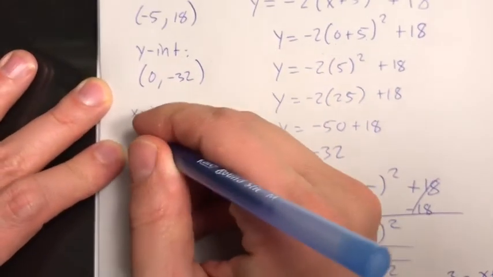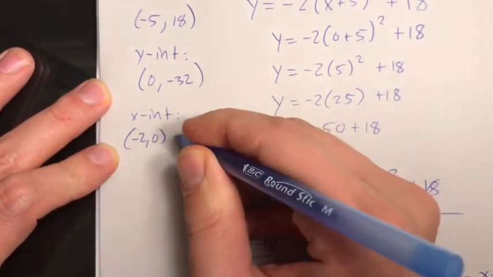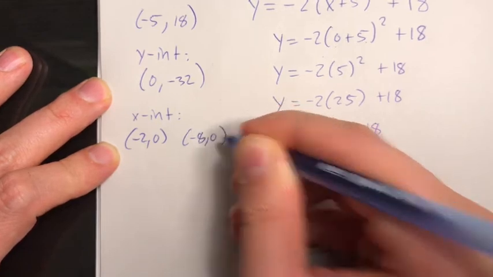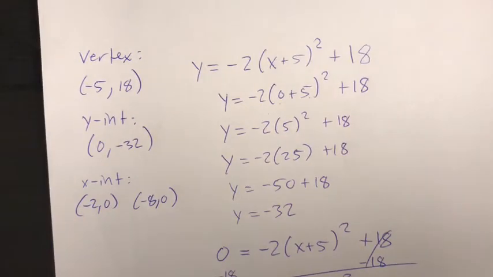So I'm going to write that down up here. Negative 2 comma 0, and then negative 8 comma 0. So that would be an example of what I could do if it was written in vertex form.